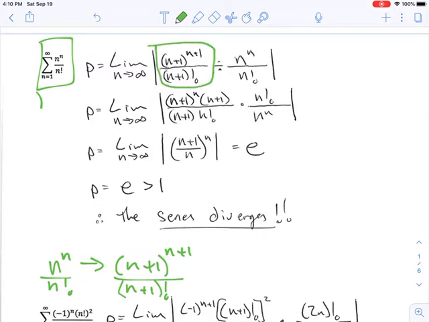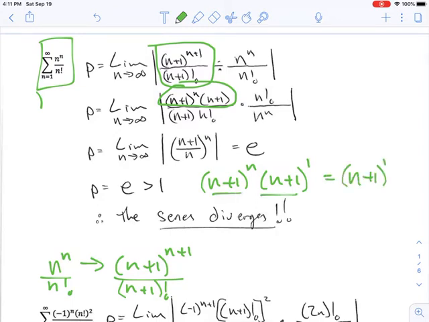Divided by the denominator, or times the reciprocal of the denominator. And then I broke n plus 1 to the n plus 1 up into these two terms, just like I explained in the last video. If you have n plus 1 times n plus 1 to the first, and you're multiplying the bases, you have n plus 1 to the n plus 1.